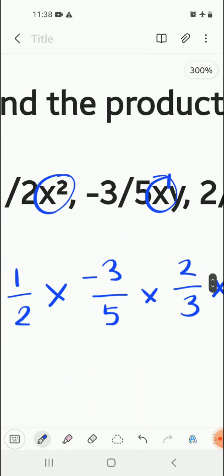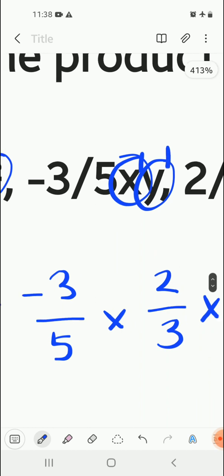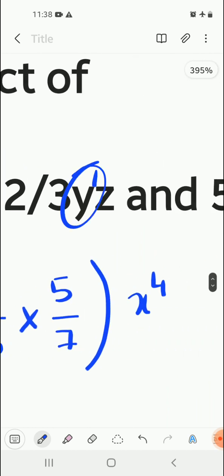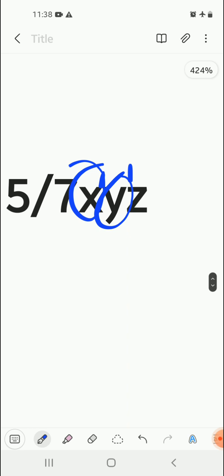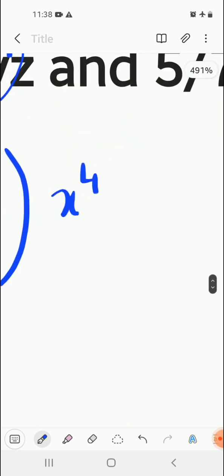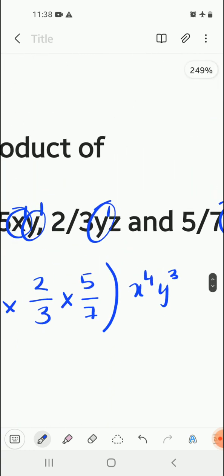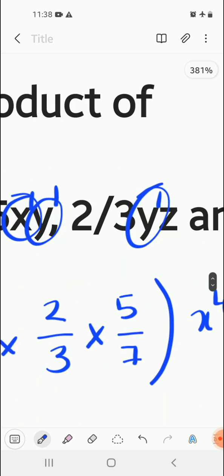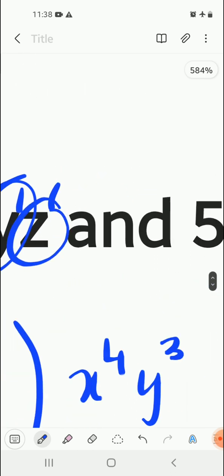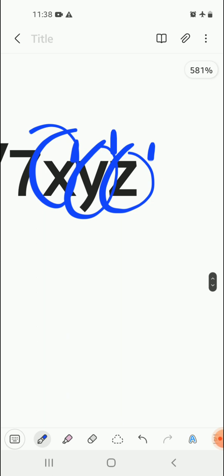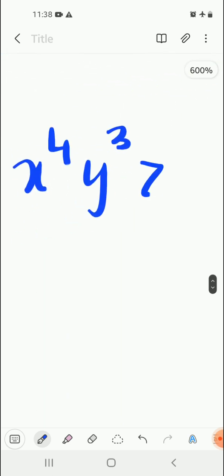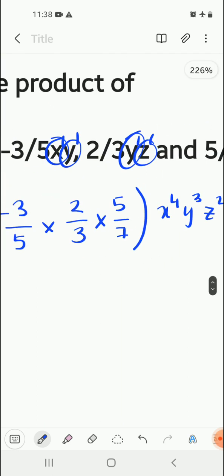Next, we don't have y over here. We've got a y here. It means y to the power 1. Here again y to the power 1, and again here y to the power 1. So y three times means we are going to write y to the power 3, because as we have done in exponents, we know that the powers are added in case they are multiplied, if the base is the same, and the base is the same. Next, we've got z here, z to the power 1, and another z here, z to the power 1. It means z to the power 2 if we add the powers.